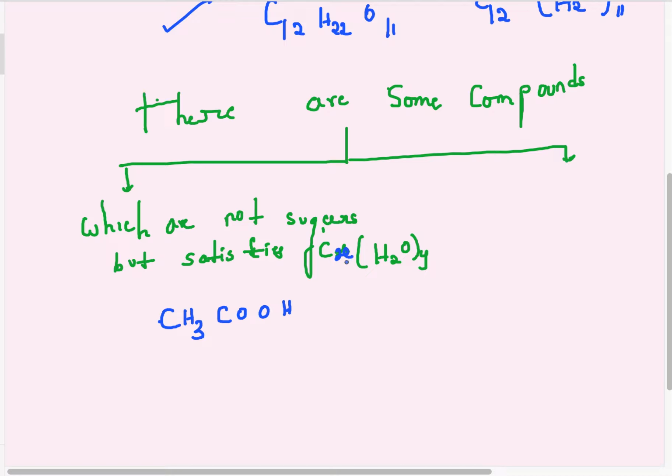This is Cx, right? C2, H2O, how many times? 2 times. Yes, this is fitting into this formula. It is satisfying this formula, but it is not considered as sugar. This is one of the drawbacks.